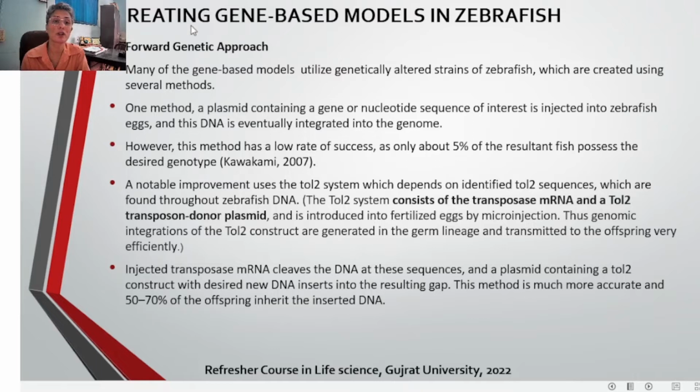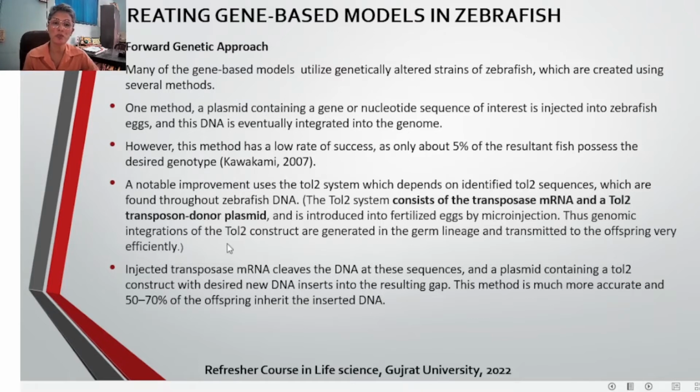Now, first of all, we'll talk about the forward genetic approach. Many of the gene-based models utilize genetically altered strains of zebrafish, which are created using several methods. One method is that a plasmid containing a gene or nucleotide sequence of interest is injected into the zebrafish egg, and the DNA can eventually be integrated into the genome of the zebrafish. However, this method has a low rate of success, as only about 5% of resultant fish possess the desired genotype. Kawakami reported this in 2007.